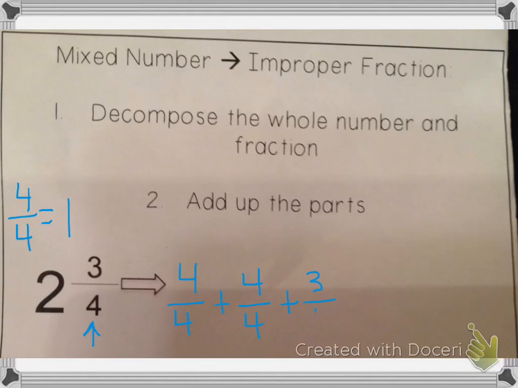Then I'm going to do the fraction, which is 3/4. And we're going to add those up. Remember that when we're adding a fraction, our denominator stays the same. We're just adding the numerator. So we're going to add 4 plus 4 plus 3. So 4 and 4 is 8. 8 plus 3 is 11. So we will get 11/4. Now we have an improper fraction.